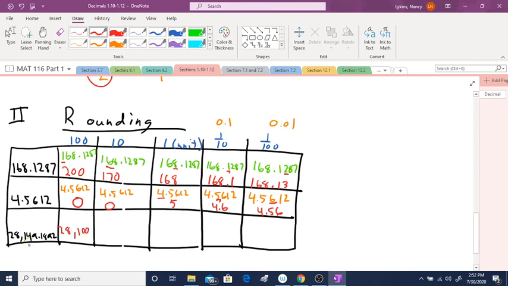The 10s position, I'm looking at that 4. What does that 4 do? It turns into a 5. So 28,150. What about that 1s position, that 9? When you look at that, it does not do anything. So 28,149. The 1/10 is the 1 that would actually go up to a 2. So it's 28,149.2. And finally, that 8 would be 0.1. That 8 would turn into a 9.